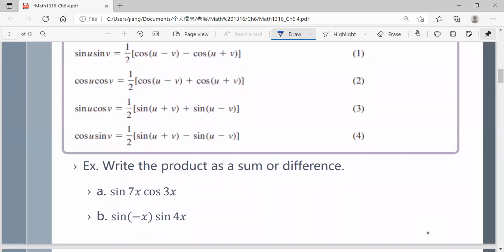The first question, A, sine 7x times cosine 3x. So how to solve this? We convert this product to a sum. This is sine, cosine, so we need to identify which formula to use. It is this one, which converts this form to the sum of 2 sine functions. So let's solve it.